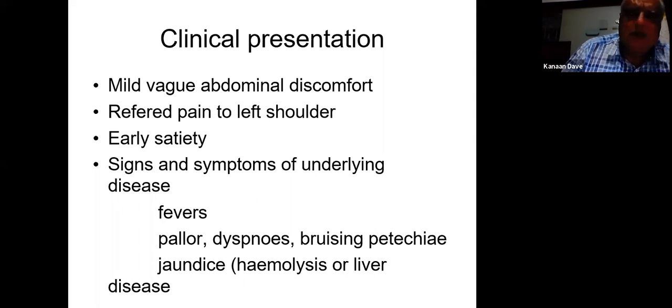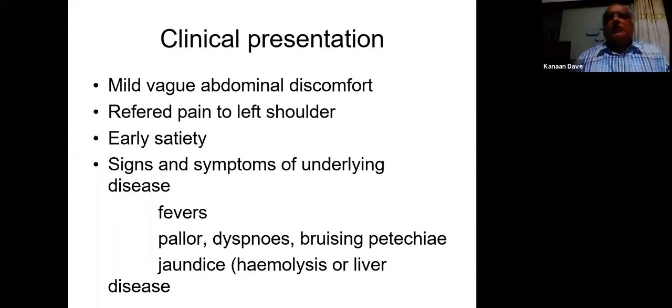So they have small meals, and because of that, they have early satiety. And then we may have signs and symptoms of the underlying disease.